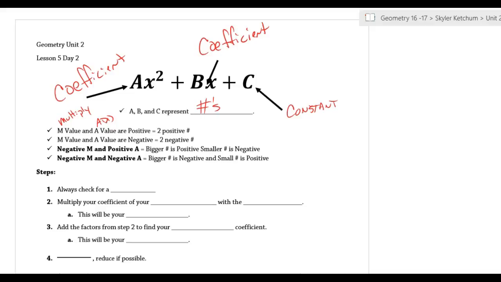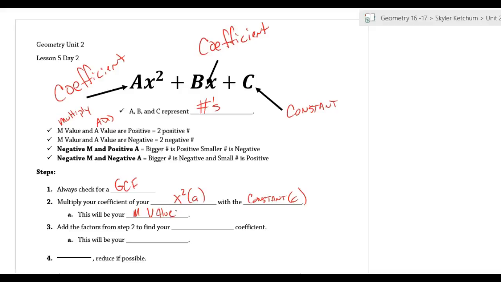So what does this all mean? Well, you still have to go through our steps. We still have to check for our GCF, our greatest common factor. Then we're going to multiply the coefficient of our x squared, which is basically our a value, with our constant, which is basically our c. So we multiply a times c. This will give us our multiplied value, the m value, as we're referring to it in this case.